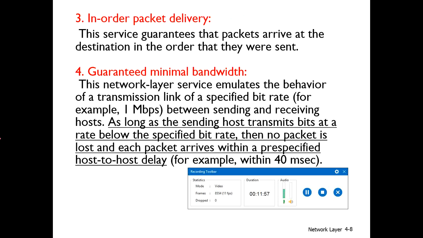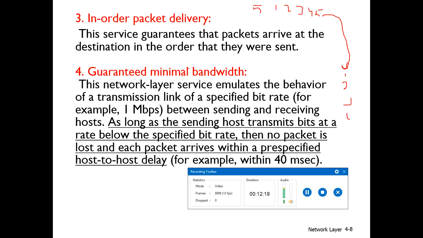So for example, the source sends 5 packets, 1, 2, 3, 4 and 5. This service ensures that the packets will arrive in the order of 1, 2, 3, 4 and 5, and not as 3, 5, 2, 4 and 1.